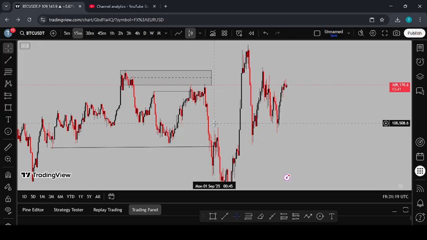There are other methods to get precision entries, right? But these are the two main ones I've discussed in this video. Okay, so practice it, go to the chart and backtest, and you will now be able to see it on the chart. And if you can see it, definitely you can trade it. So that will be all for today, guys.